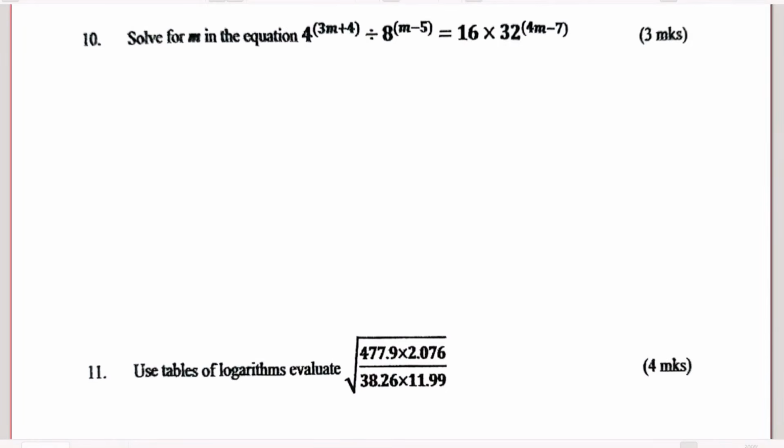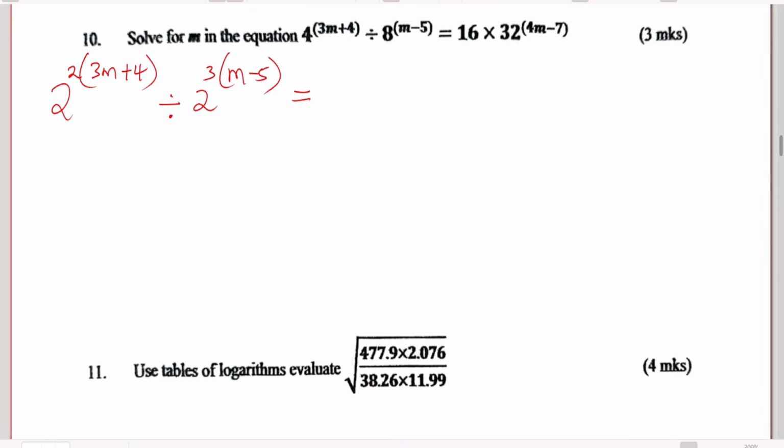Question 10. So for m in the equation, this is a question on indices. Look at the terms and see whether you can express all the terms to the same base. When I look at the left hand side, it is possible to express it to the base of 2. And this is how you're going to do it. For 4 raised to power 3m plus 4, 4 can be written as 2 squared, and then you have the power 3m plus 4. Then divided by 8, which can be written as 2 cubed, then you have m subtract 5 is equal to.